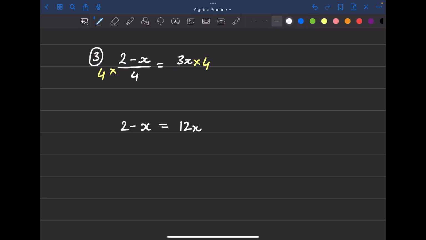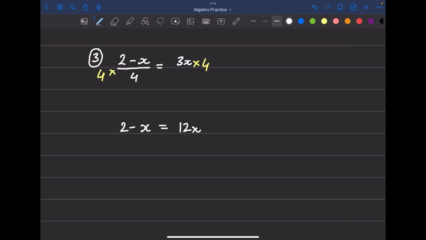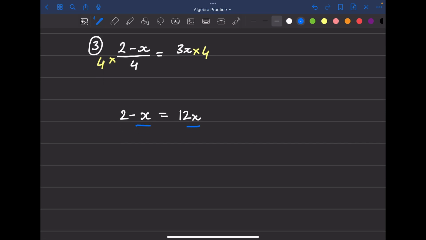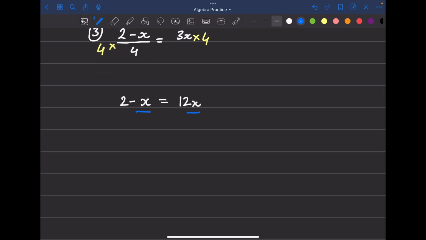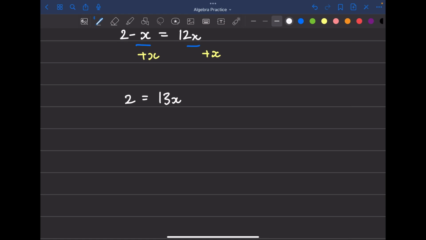That's it. And now we notice that we have x on both sides of the equation. Once again, we don't like that. So let's just add x to both sides of the equation. We get 2 is equal to 13x. Once again, the negative x and positive x cancel out. And now one last step is to divide both sides by 13. So we would get that x is equal to 2 over 13, and we are done once again.